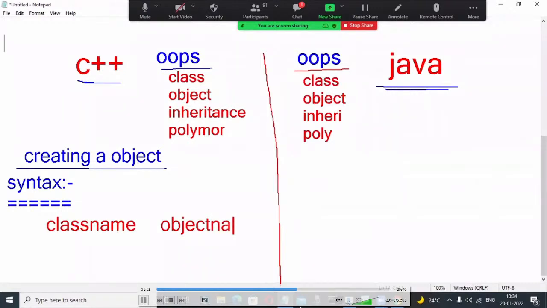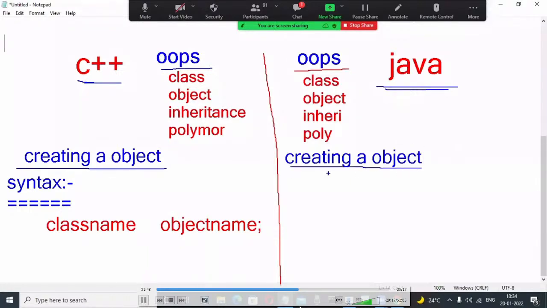This is the syntax to create an object from a class in C++. Creating an object is similar in Java also. Now observe here, suppose we want to create an object from a class. Don't worry, just observe: creating an object from a class in Java.